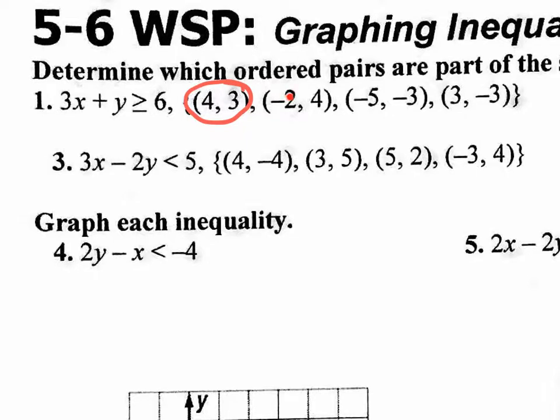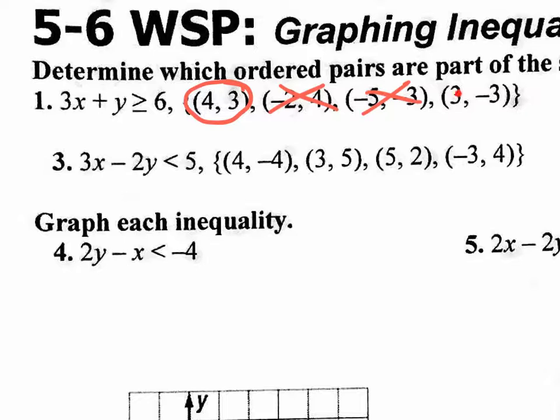So when we test -2 for x, that would be 3 times -2, that's -6. And then the plus 4 right there, so -6 plus 4, that's -2. And -2 is definitely not greater than or equal to 6. So that's not true, so this coordinate does not work as an answer. Okay? If you were to plug in -5 for x and -3 for y, you'd get -15 plus -3, that's -18. -18 is not greater than a positive number, so that's also false.